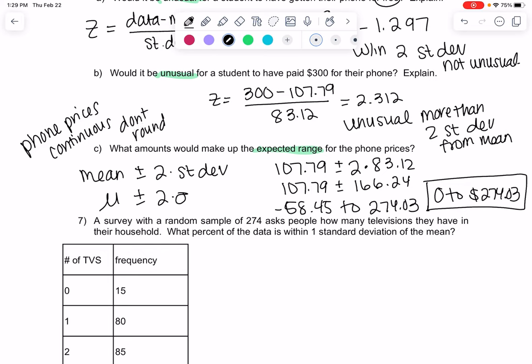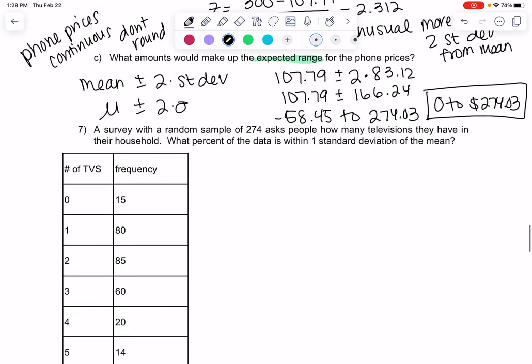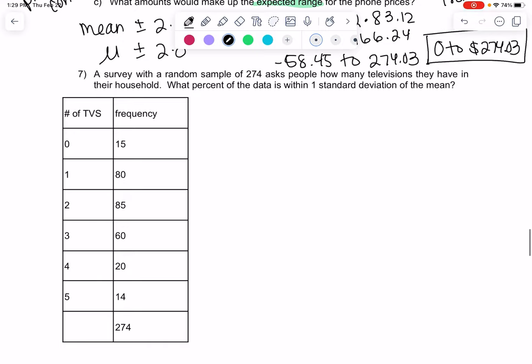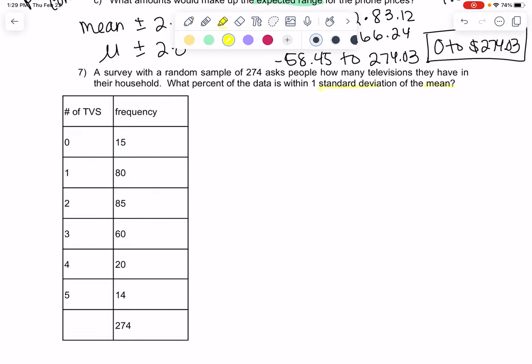All right, we just have a couple more. You can skip around for the ones you need more help with. We're gonna look at a random sample of 274, and we wanna find out what percent is within one standard deviation of the mean. So before we can answer that, we need to find the standard deviation and the mean.